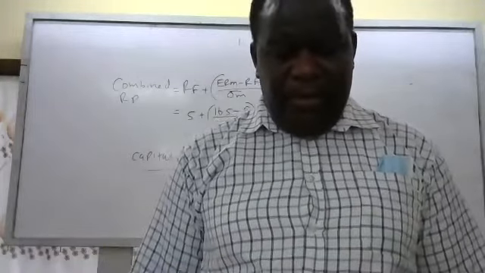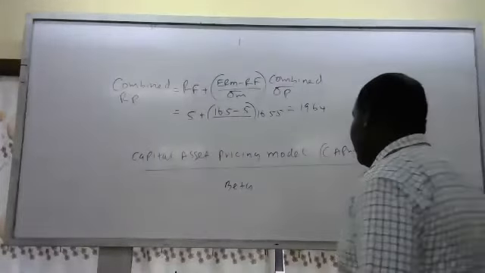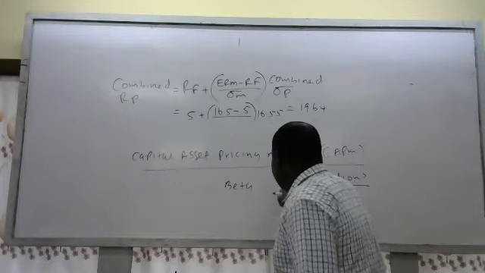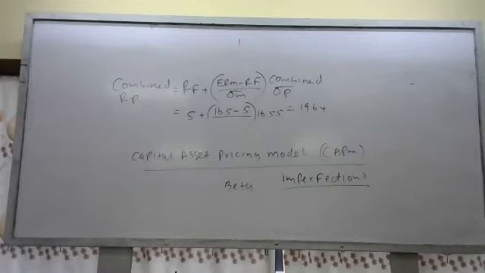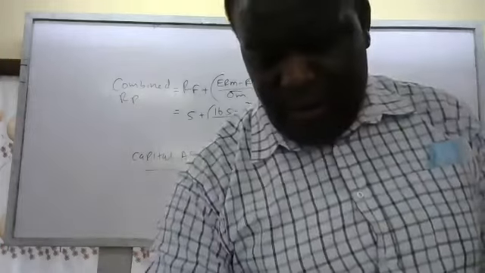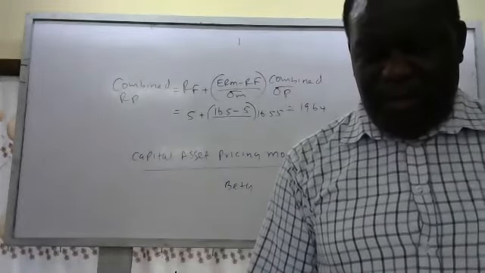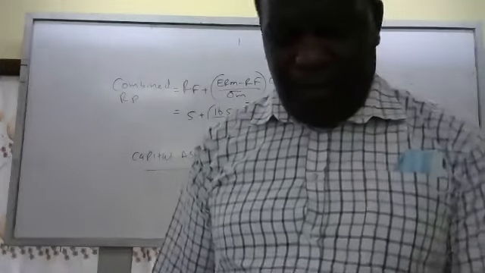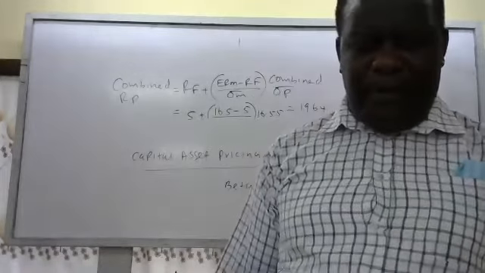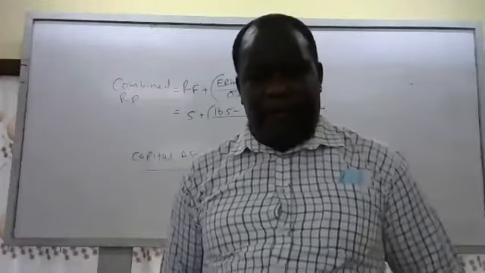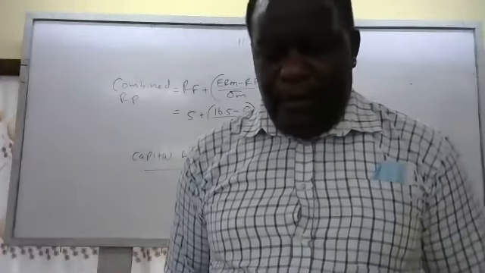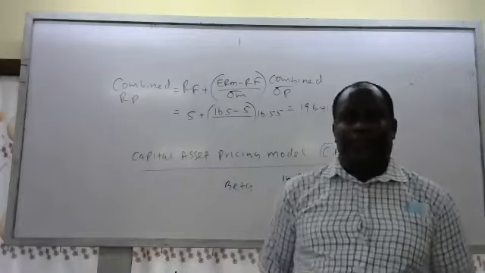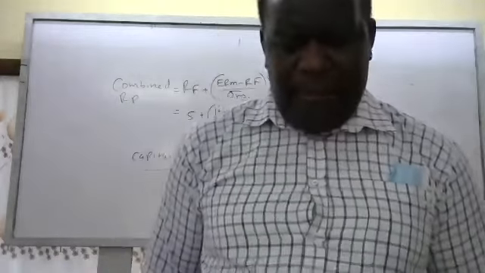Then the next one is that there are no market imperfections, i.e., these are events which make the market to be inefficient, and therefore they are ignored. That is assumption number 4.